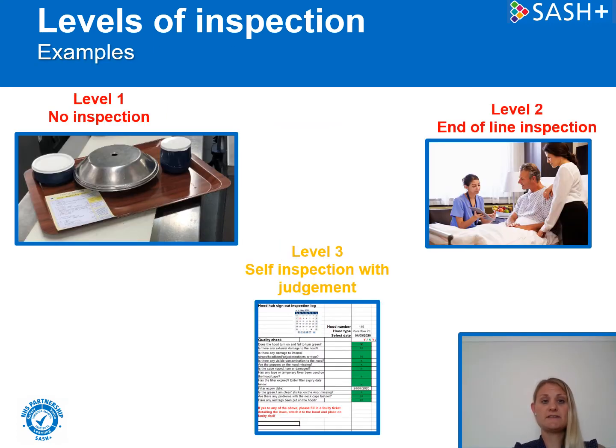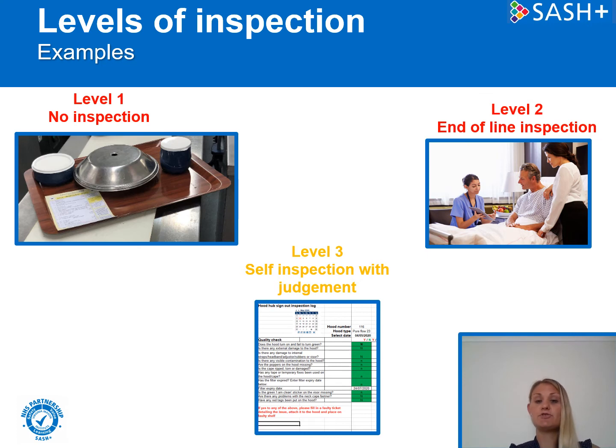So these are some of the examples of the levels of inspection. So level 1 would be no inspection. And this is potentially where a patient receives the wrong meal. So they order the meal on their menu card, and actually the meal they ordered isn't the meal that actually arrives. This would be the customer or the patient finds the defect.